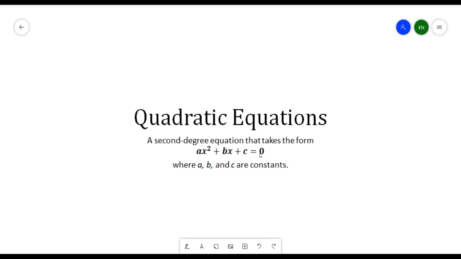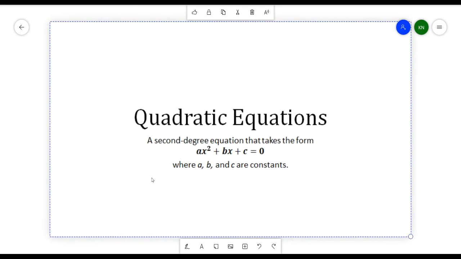Unlike linear equations, which must not have any exponents in any terms of the system, a quadratic equation is a second degree equation because, as you can see, the highest degree of its terms, or the highest exponent of each term, is raised to 2 or squared. Here a, b, and c are constants, and a must not be equal to 0. So this is the definition of a quadratic equation.